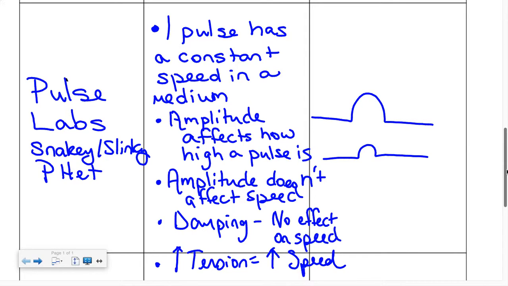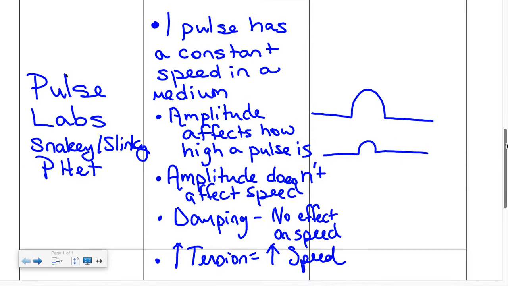You could use this as pulse or wave, but the lab was actually around pulses. So one pulse has a constant speed in a medium. That pulse is never going to speed up. That pulse will never slow down unless I change my medium. I know that amplitude affects how tall my pulse is or how much energy there is, but it does not affect speed. I know that damping affects how long the energy stays in the medium, but it does not affect speed. The one thing that affects speed is the tension. So when you increase your speed, you're going to increase your tension.